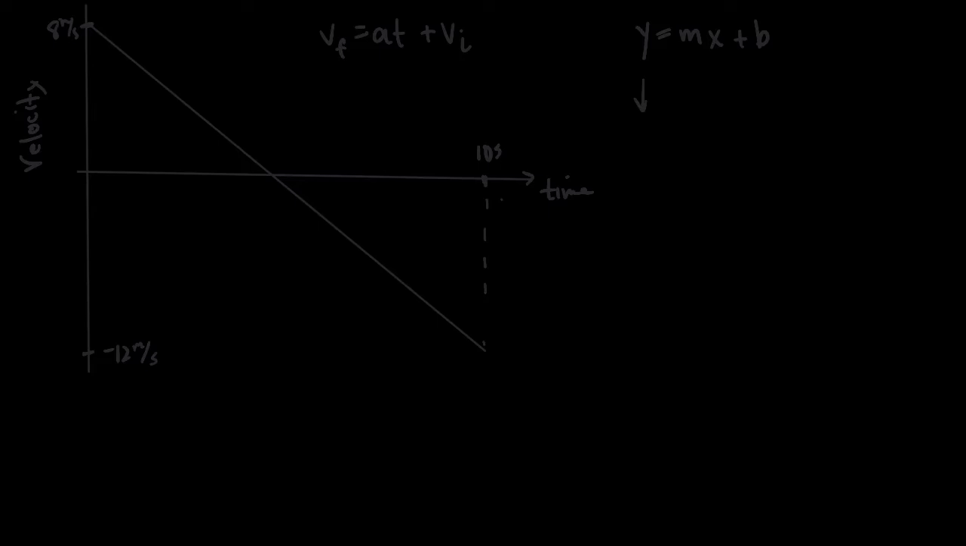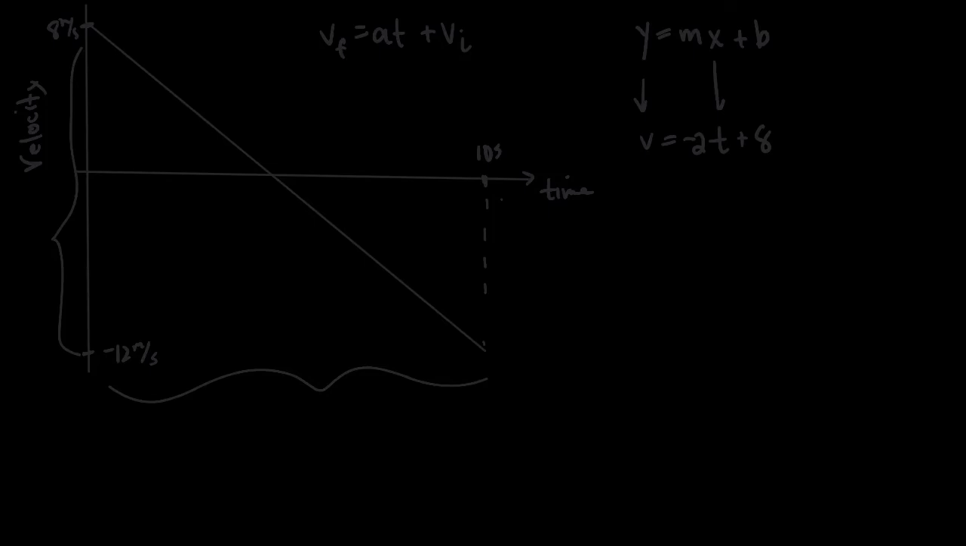The y-axis has the velocity. The velocity at some point or any point in time. And that equals something times t because the x-axis is time. Looking at this picture, the slope, it goes from 8 to -12 in 10 seconds. That's a change of velocity of -20 in a time of 10 seconds. So that's -2 meters per second squared. So -2. And it has a y-intercept of 8. That is a mathematical model.